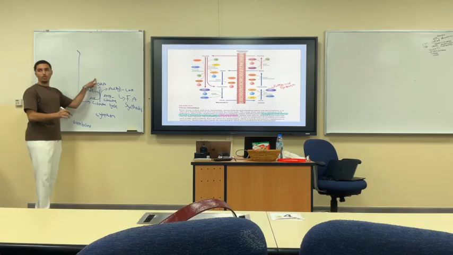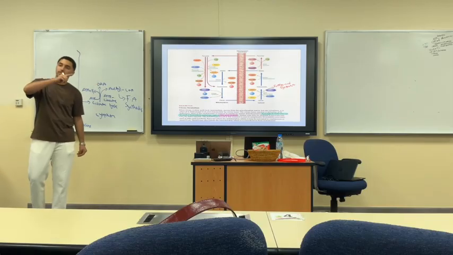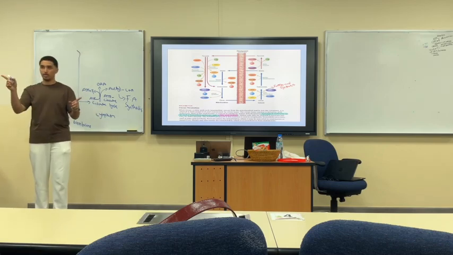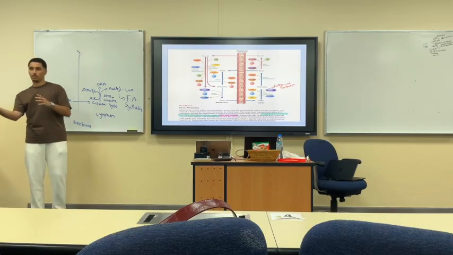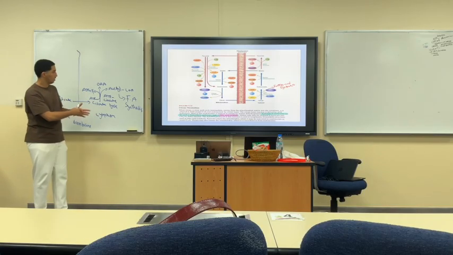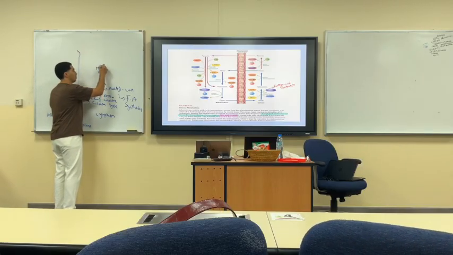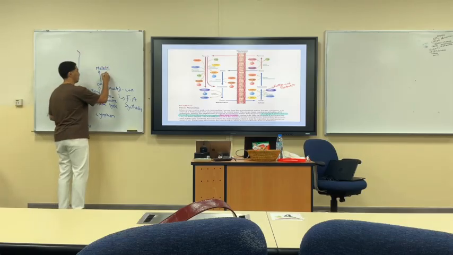Oxaloacetate will be converted into malate. Remember in the citric acid cycle, the last step was malate into oxaloacetate. It was a reversible reaction. So we can convert the malate into oxaloacetate and the oxaloacetate into malate. So here we're going to convert the oxaloacetate into malate by the same enzyme, malate dehydrogenase.